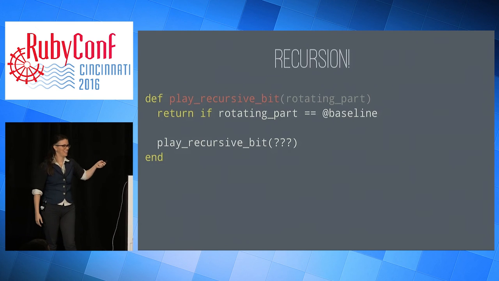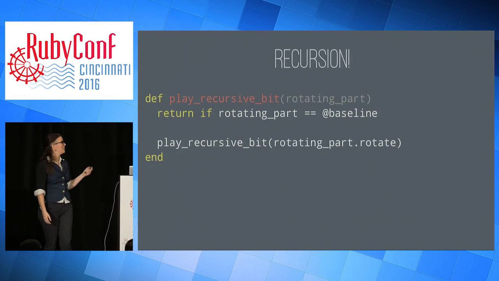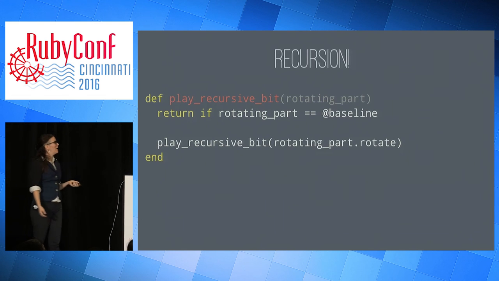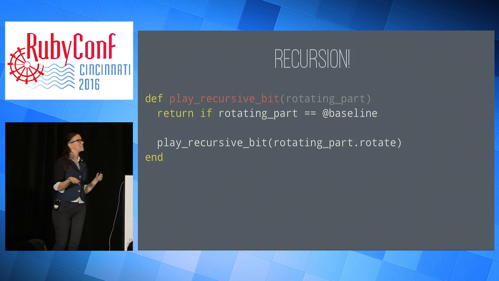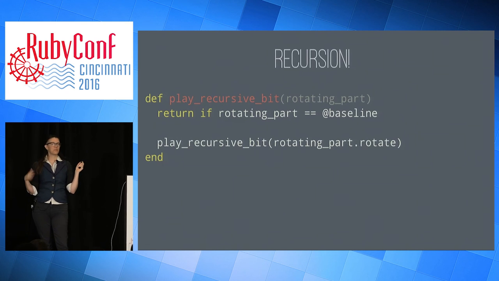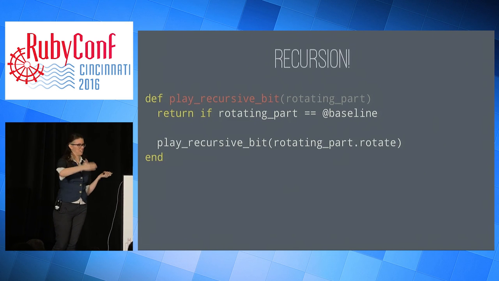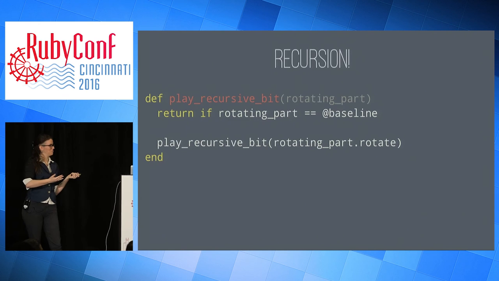Right, so next, what's the change that we want to pass into the recursive call? Go for it. Exactly. Rotating: part dot rotate. And that, well, you guys know, signals our thing that it needs to change and it'll keep going until the base case. We just need one more piece, which is the actual action that we want to happen.